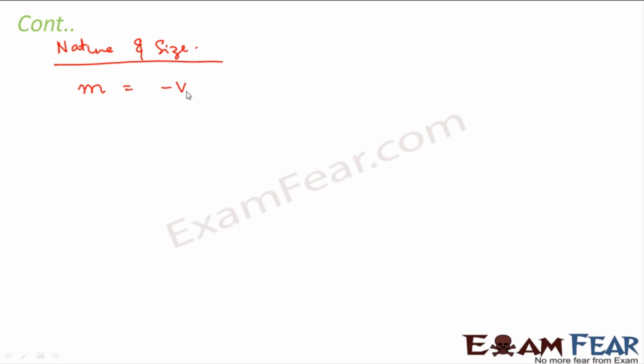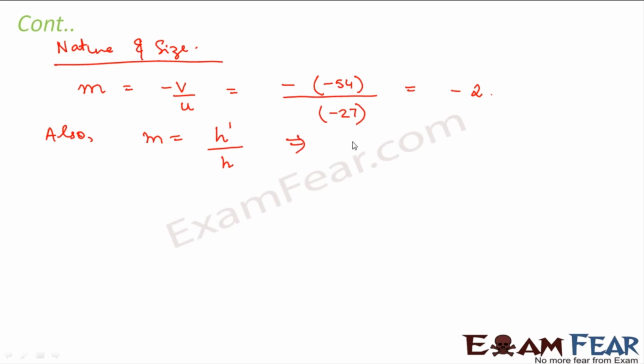What is magnification? Magnification can be calculated as the ratio of image distance by object distance, right? So in this case, what is my image distance? It is minus 54. What is my object distance? It is minus 27. So the magnification comes out to be minus 2. Also, we know that magnification is defined as the height of the image by the height of the object. Now magnification is minus 2, height of image we do not know, and height of the object is given as 2.5 centimeters. So from this we can say h dash is equal to minus 5 centimeters.